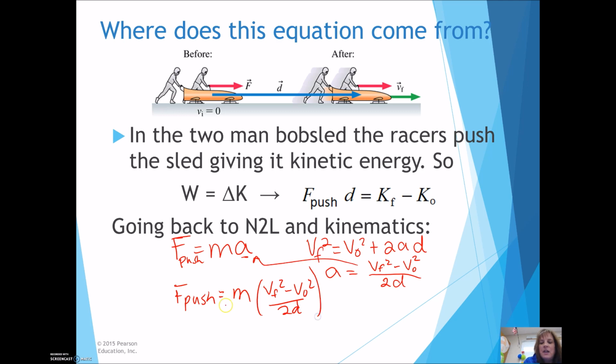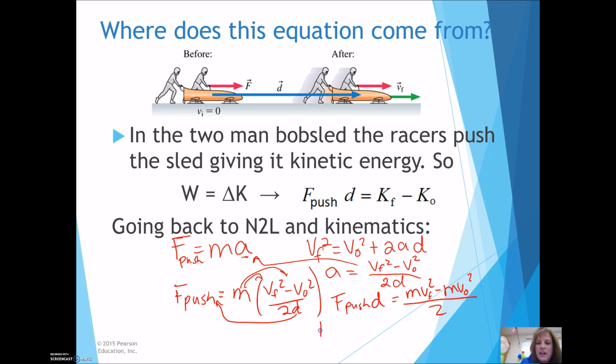That's a D. Let's distribute the m, so we'll put the m inside here. And let's move the D over here. If we multiply both sides by D, we get force of push times D is equal to mv final squared minus mv initial squared over 2.